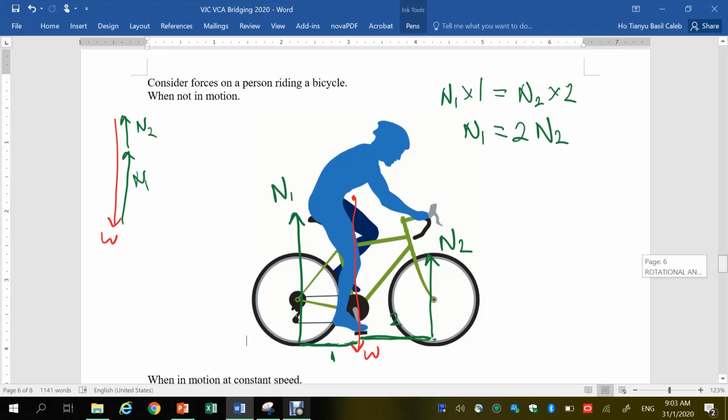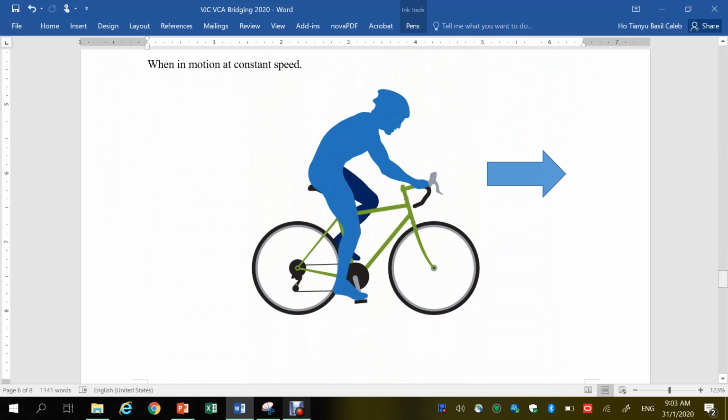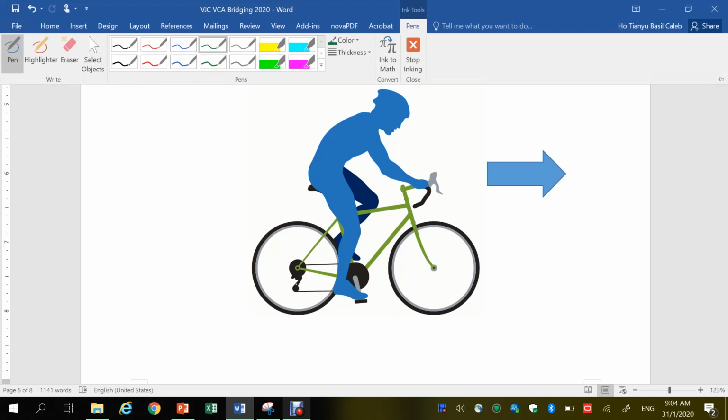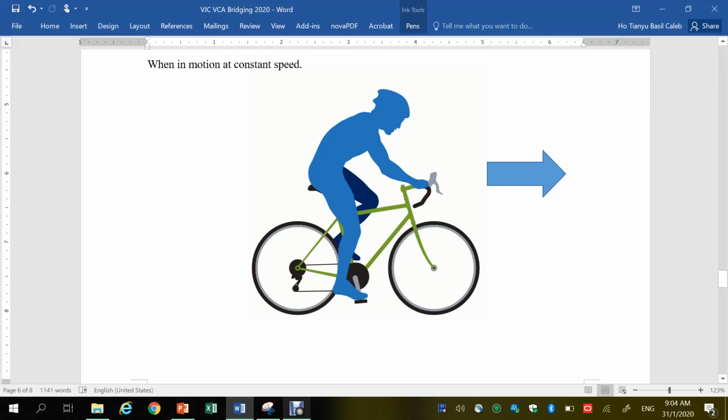Let's now try and look at it when it is in motion at constant speed. An object that's at constant speed, it means that it must be in equilibrium. Okay, so let's use the same estimation of length to do a simple estimation of the forces available. So first, we'll have weight roughly around here. And now let's give the guy a value. Let's say it's around 600 newtons, which is about 60 kg. Right, so this will be the weight here.